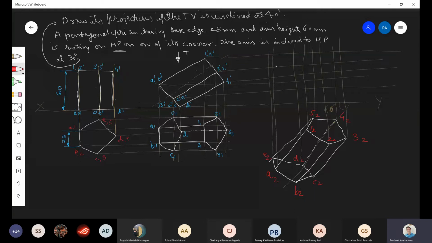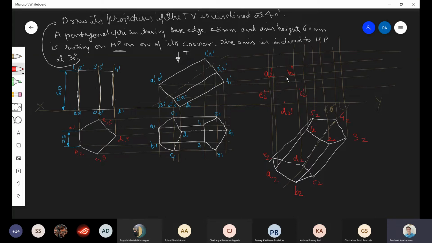This will be A is here. A2 dash. Then B also should be on the same. So B2 dash. Then somewhere here we will have D. So I am drawing it here. The point D, 2 dash. E is coming here, E2 dash, and C is coming here, C2 dash.